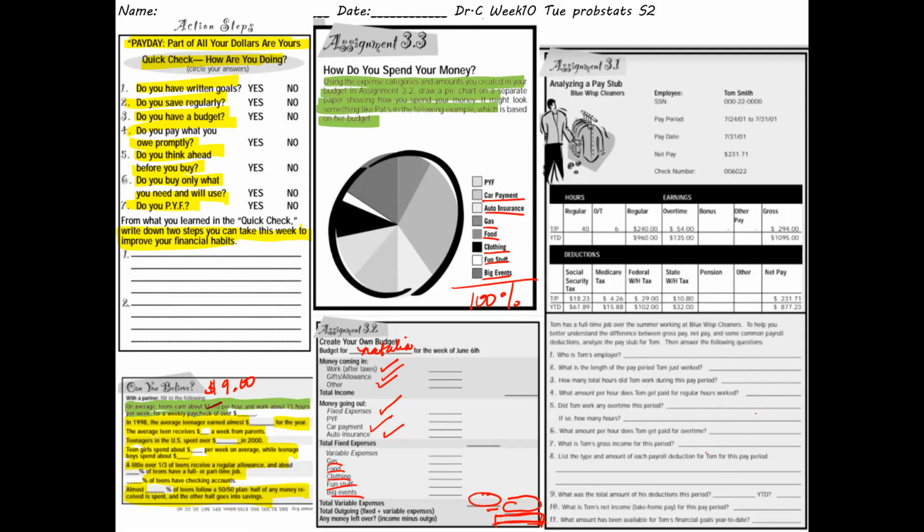All right, so next I'm going to have you guys focus over to the right side of this, which is analyzing a pay stub.